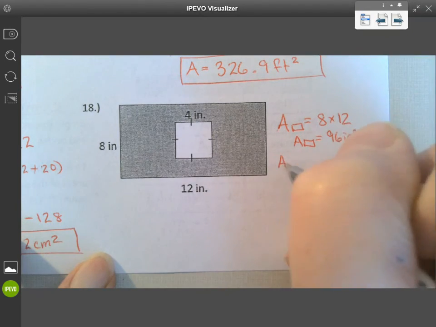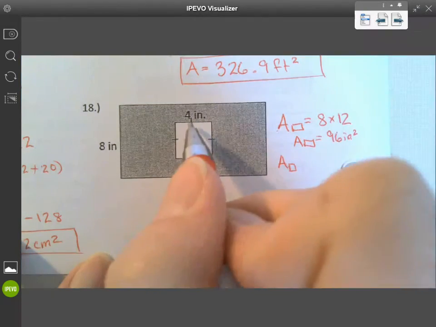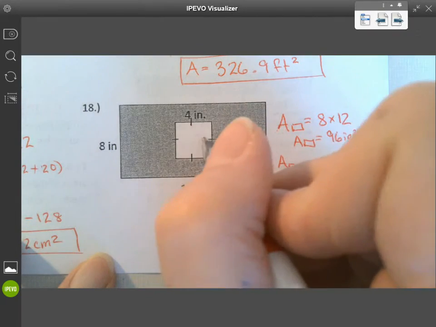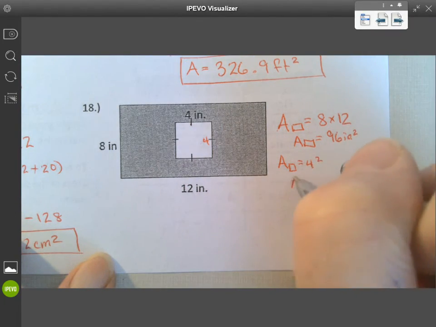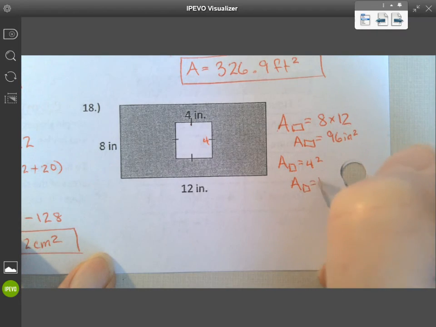And then the area of the square. Now, the reason I know this is a square, it's all marked that 4 sides are the same. So they're all 4s. And that would be 4 squared, or 4 times 4. So the area of the square is 16. And that would also be inches squared.